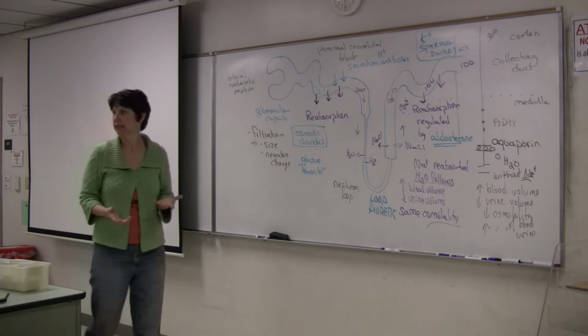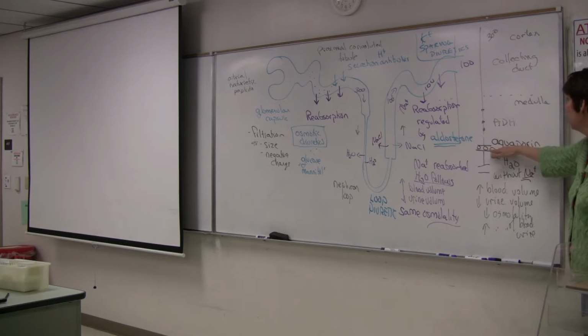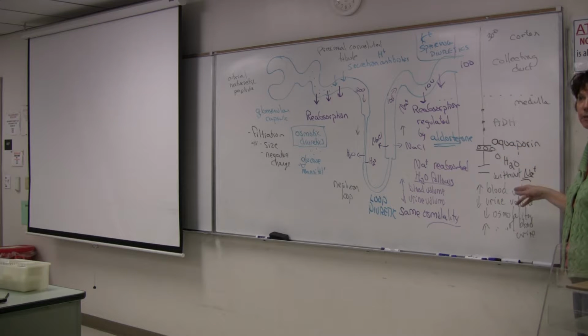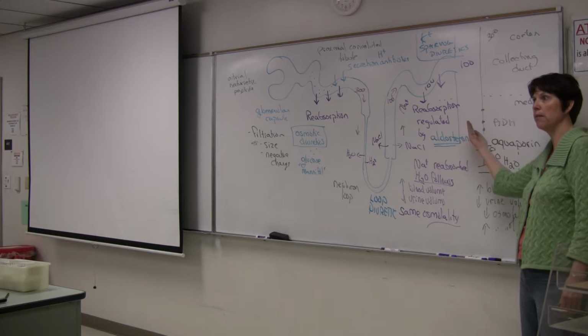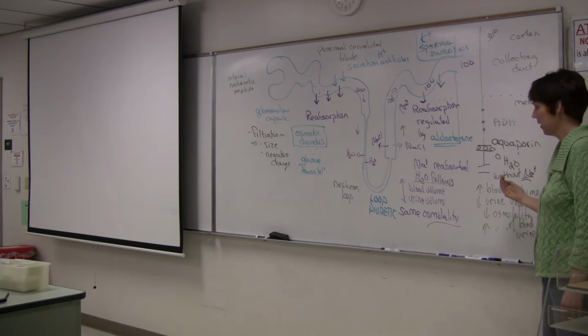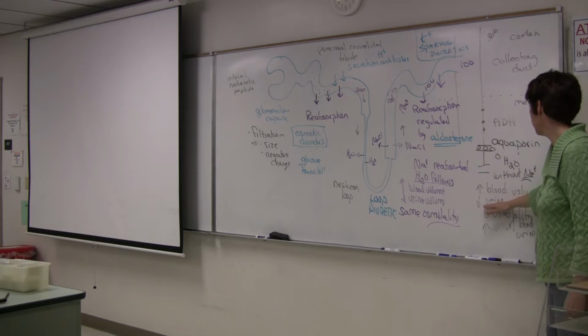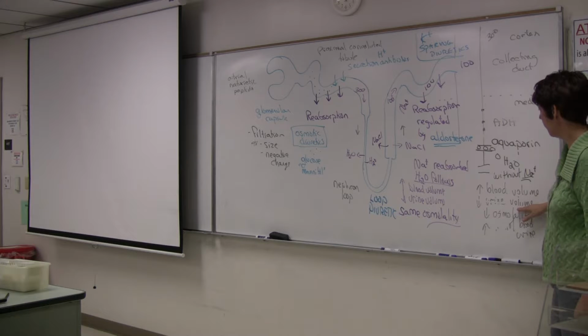ADH is released, and it functions by inserting aquaporins, which are water channels. It's just a fancy word for water channel. Only water can pass through. So now only water is going to be removed from the collecting duct, not water and salt. So that's going to increase blood volume, and that's going to decrease urine volume.